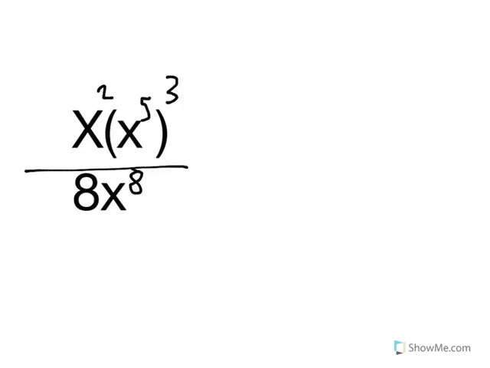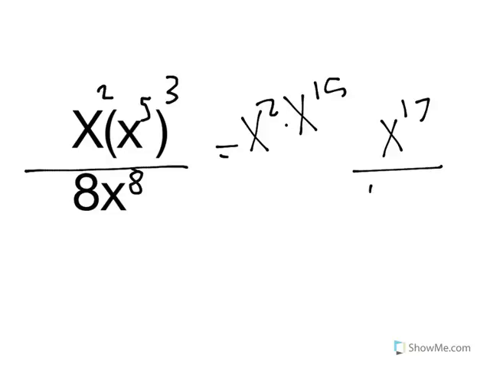Here is a combination of some of the rules that we have previously explained to do a harder problem. To start off this problem, you would start with the parentheses. So x to the 5th to the 3rd is the same thing as x to the 15th. Now that we have x squared times x to the 15th, you can add those powers together. So you get x to the 17th over 8x to the 8th.